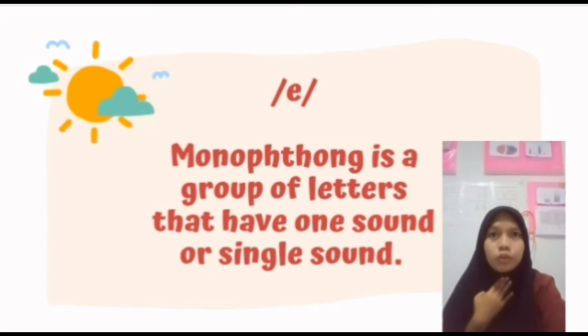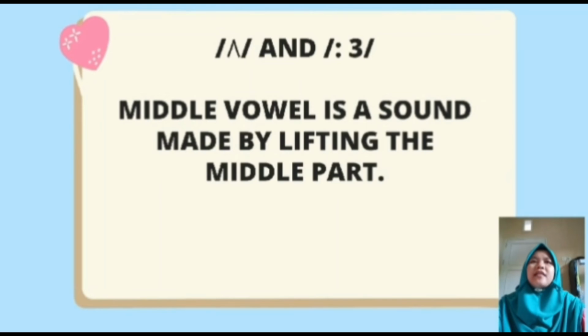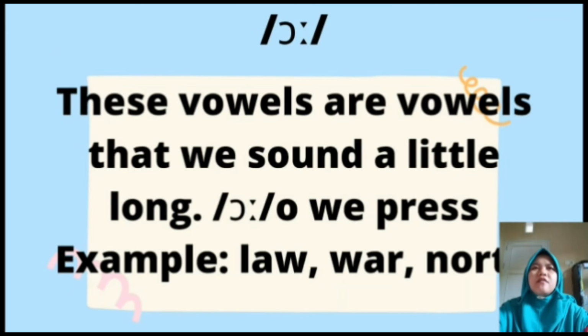Monotone is a group of letters that have one sound or a single sound. Example: bed, man. By lifting the middle part. These vowels are vowels that we sound a little long. O, we press. Example: loud, war, north.